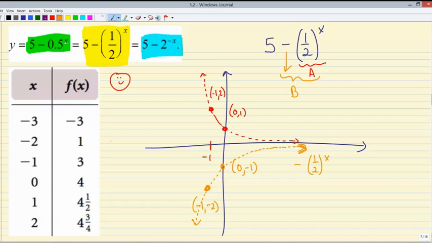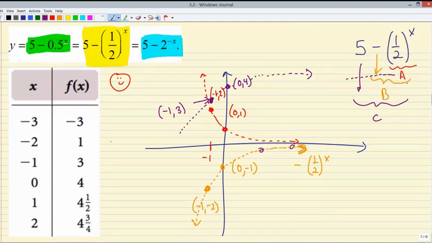So our final step is step C, add 5. So (-1, -2) moves up 5 units. And this gets moved up. So now we have a point here, (0, 4), and we have another point here. Things are getting crowded. That point right there is going to be (-1, 3). And so now we take this function, the orange function, and we shift everything up 5 units. We're adding 5 to it.